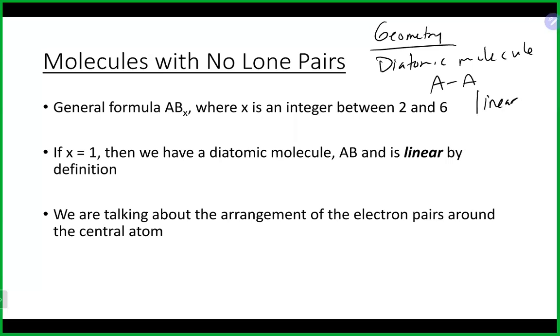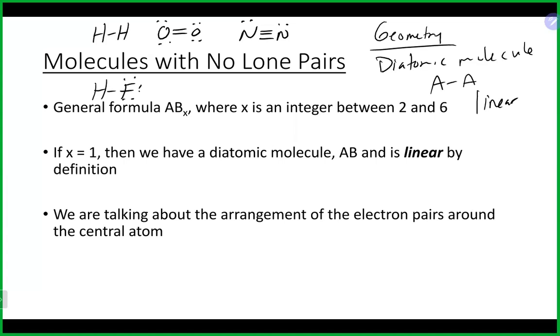It does not matter if it is a single bond, a double bond, or a triple bond. Does not matter if it is the same thing or different things attached. If you have two, it is going to be a straight line, and it's always going to be linear. Again, like I said, different elements, same elements, single bond, double bond, triple bond. If you have a diatomic molecule, the geometry of that will be linear, arranged in a straight line.